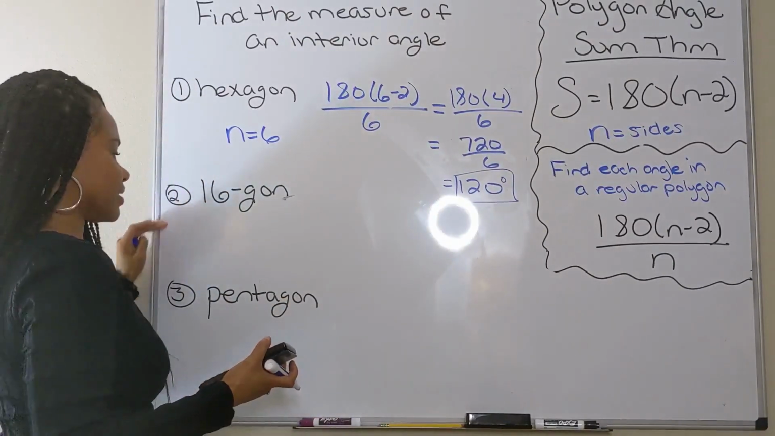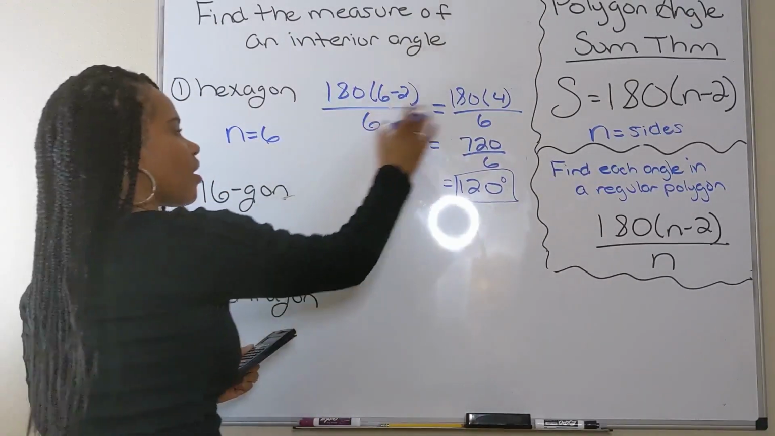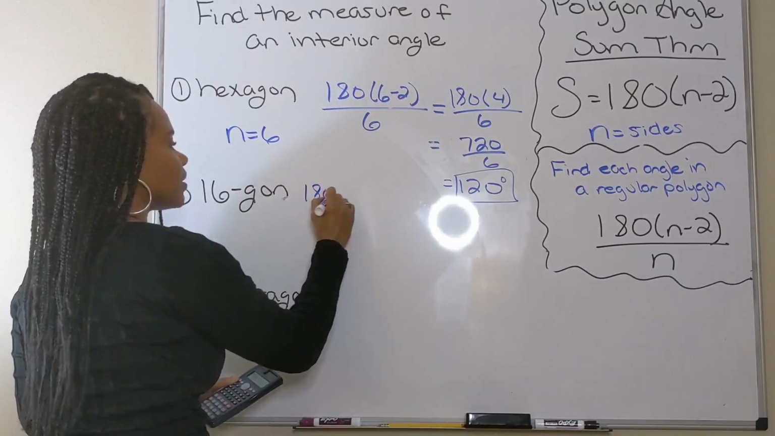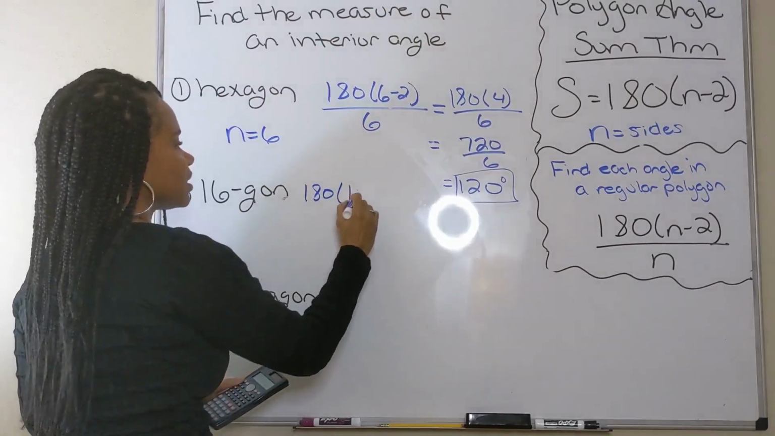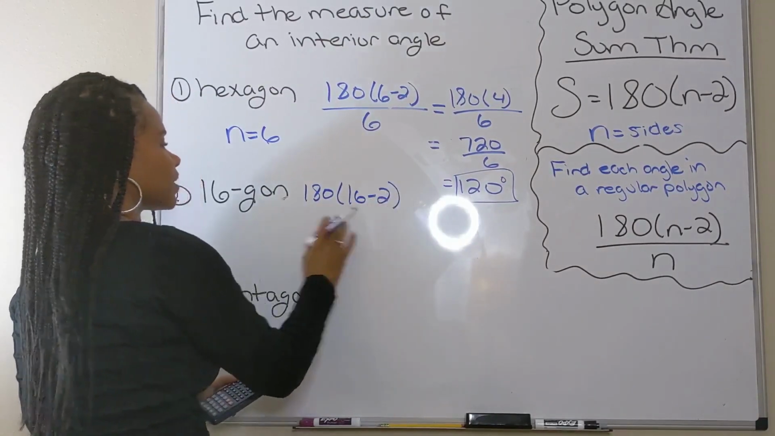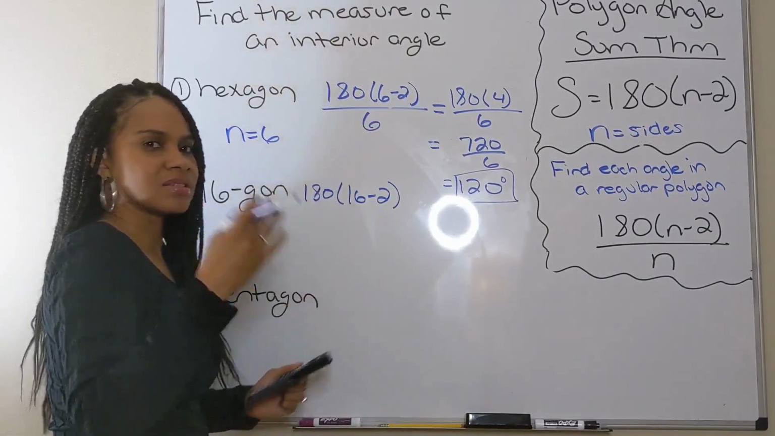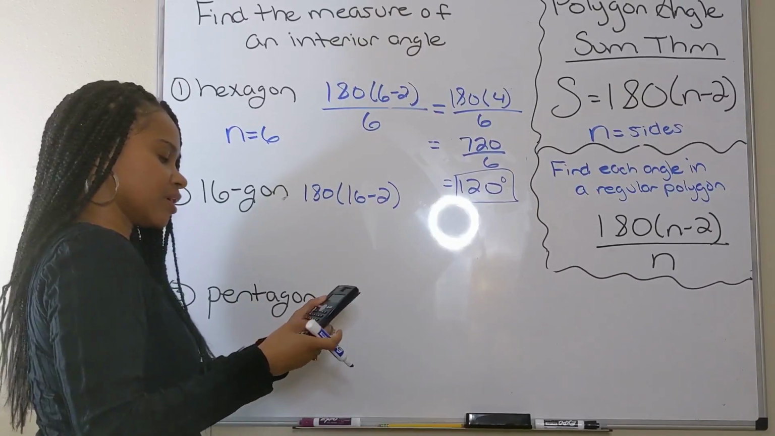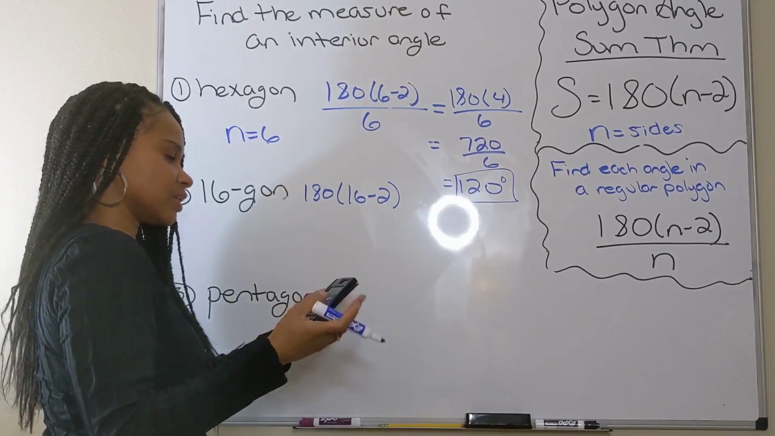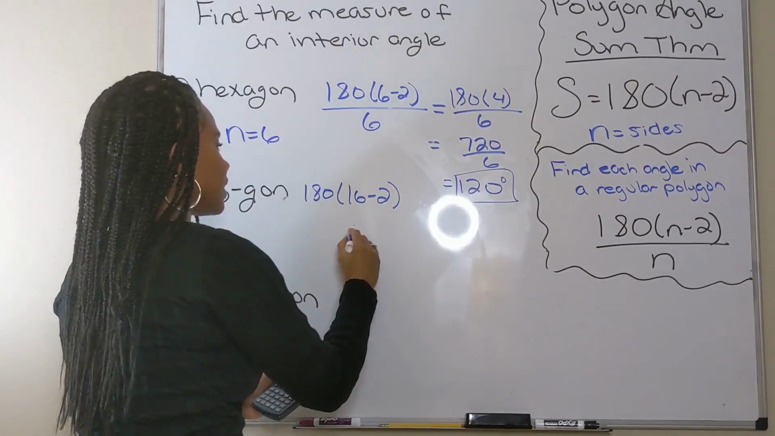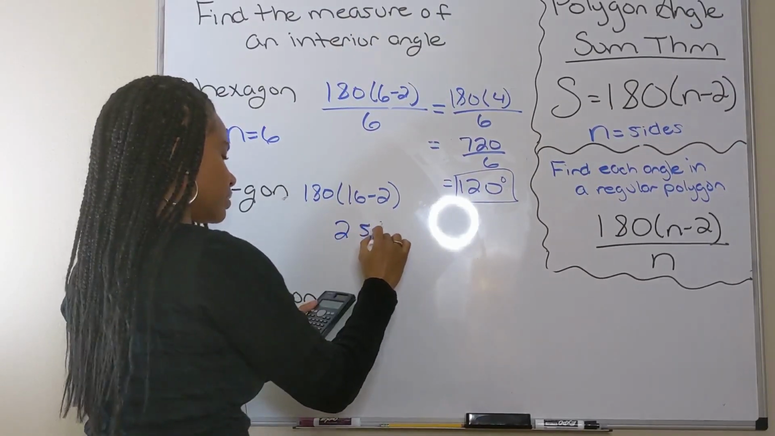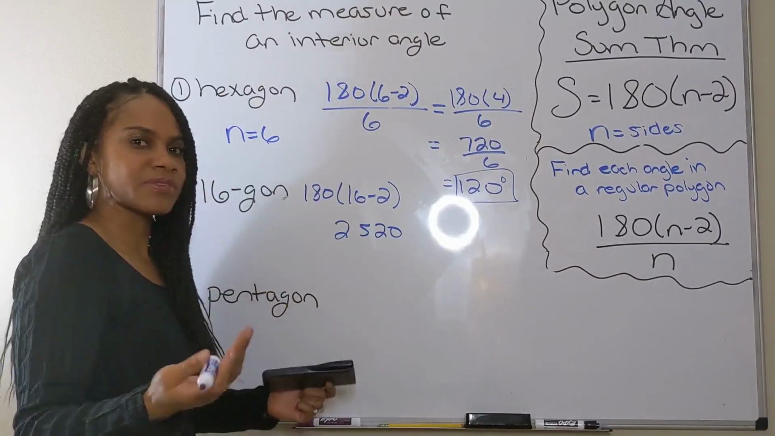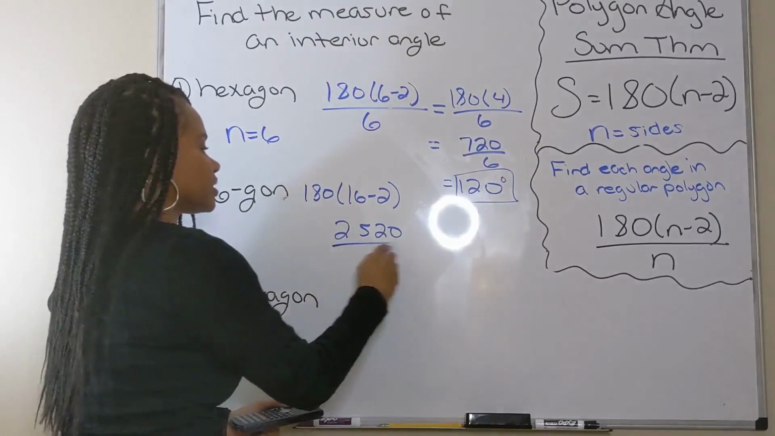To cut down on space, let's do the next 2. I'm not going to put all of my steps, but I'll walk you through what I'm doing. So 16-gon, 180 times 16 minus 2, because it has 16 sides. I'm just going to find the sum of all the angles together. So 16 minus 2 is 14. 180 times 14 is equal to 2,520. Then I just divide by the number of angles, or the number of sides. It's the same thing, which is 16.